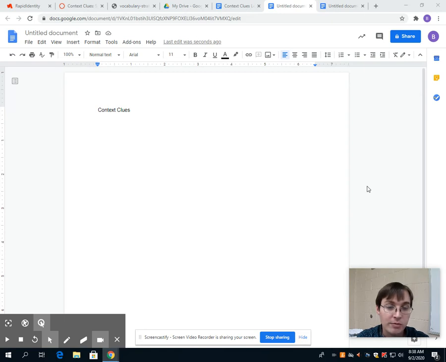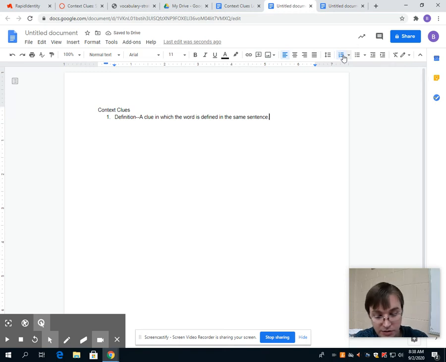Yesterday, we reviewed one type of context clue, which we call definition. Now, the definition context clue is a clue in which the word is defined in the same sentence. We went over a few examples of that yesterday. Today, we're going to tackle part one of a set of clues called synonym and antonym.